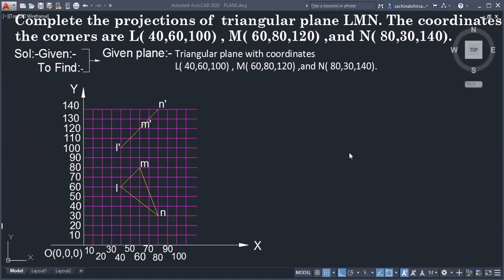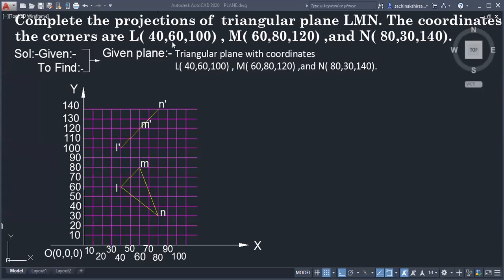So this problem was given at the end. Whatever corners were given, 40, 60, 100, how can we read this? The first coordinate will always be x. We have to see always that it is the x coordinate. The second is y1, and the third we see as y2. Suppose I want to locate L. The x distance I have to take is 40. The x distance will be taken on the x axis from the y axis. Y is vertical, so from the vertical axis we are taking 40. So L will be here.